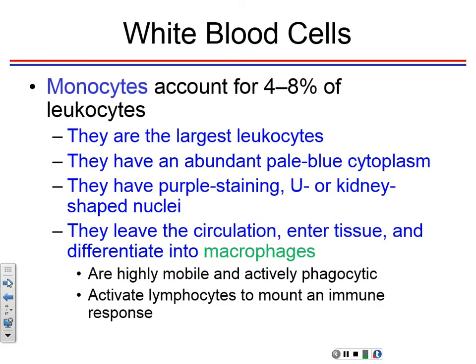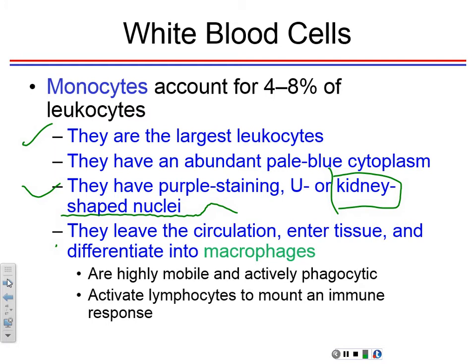And then monocytes, these are the largest white blood cells, 4 to 8%, with a kidney-shaped nucleus, stained purple. So this is a distinguishing characteristic of monocytes: kidney-shaped nucleus and the largest size. Once they exit the blood, they differentiate in the tissues into macrophages, which are very big phagocytes.